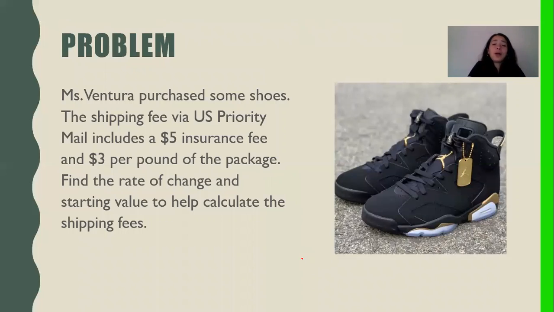All right, so let's look at this problem that we're going to work on. Ms. Ventura purchased some shoes. The shipping fee via U.S. priority mail includes a $5 insurance fee and $3 per pound of the package. Find the rate of change and starting value to help calculate the shipping fees.